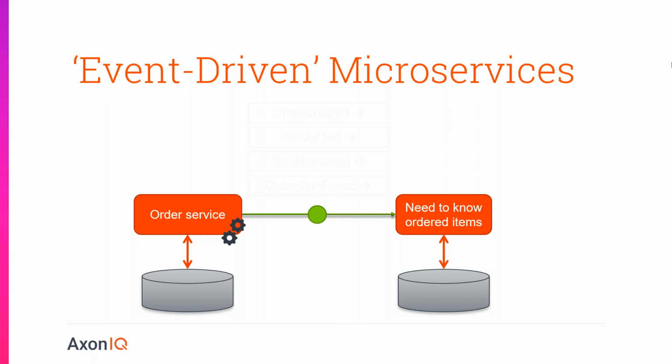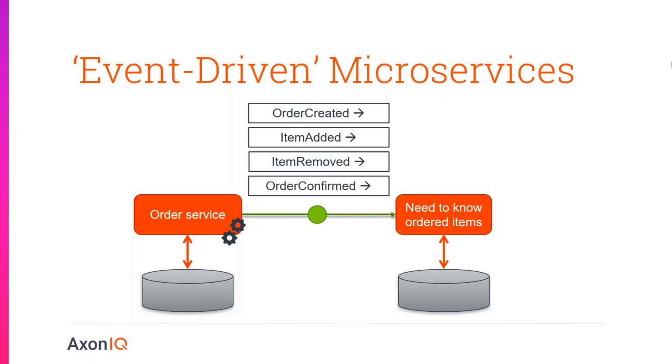Now imagine the order service emits a number of events, some events that occur in processing orders, things like order created, item added, item removed, and order confirmed. Now, you could think that the service on the right just needs to listen to item added events because those are items that have been ordered. Well, they're not. These are items that are supposed to be ordered, but we need an order confirmed first. So there's a bit of mathematics going on.